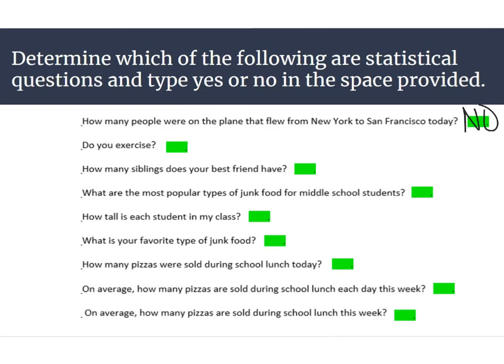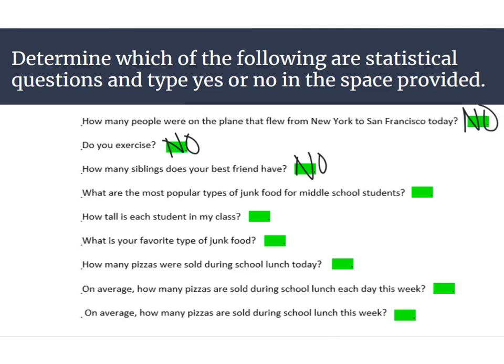For the next one, do you exercise? Again, I would only get one answer out of that. So that is also not a statistical question. So that's a no. How many siblings does your best friend have? Well, think about your one best friend. They only have a certain amount of siblings. So that's also just one answer, so that's also not a statistical question. That's going to be no, because you're only going to get one answer out of that.